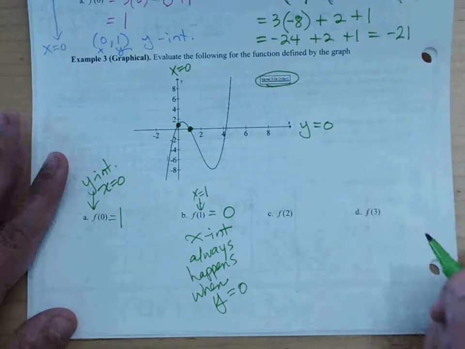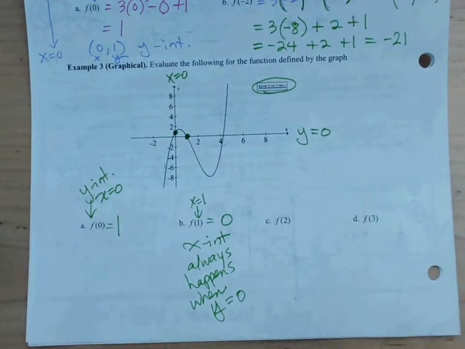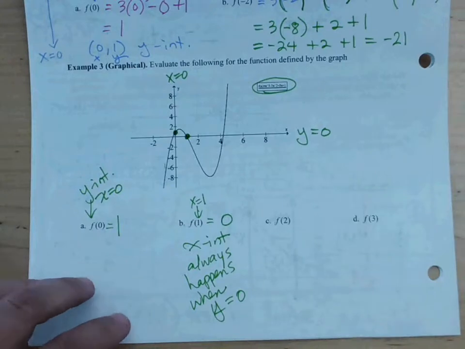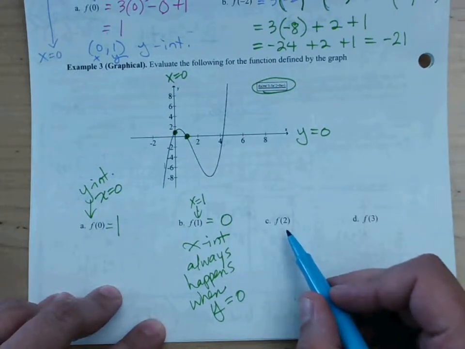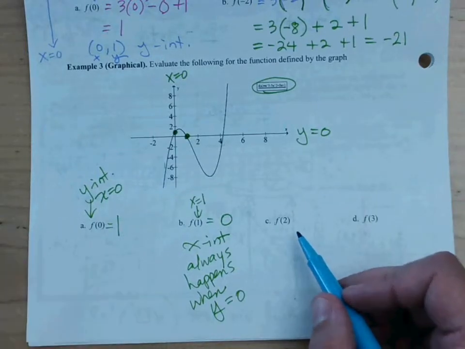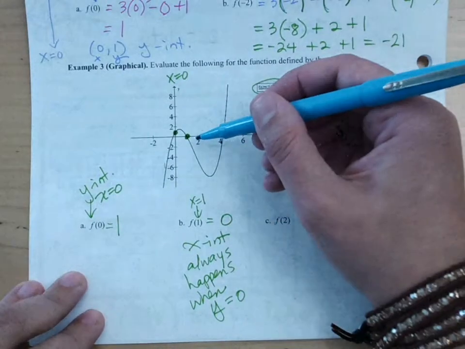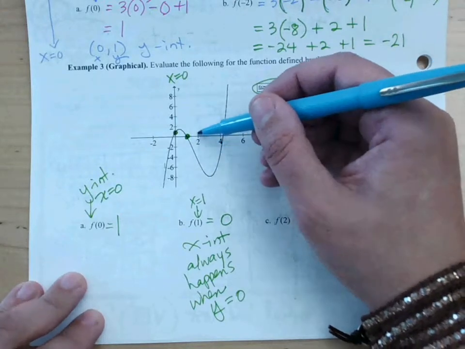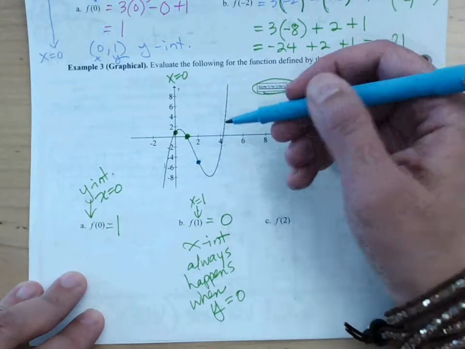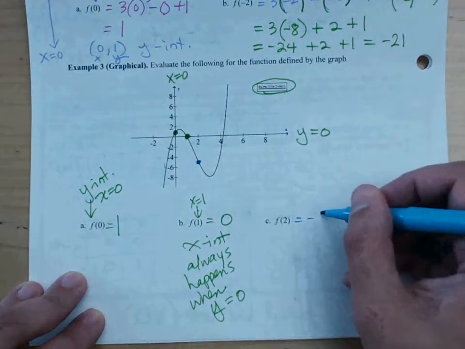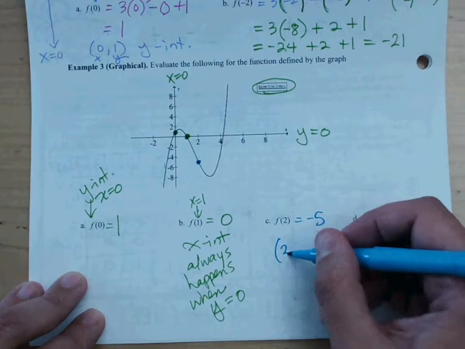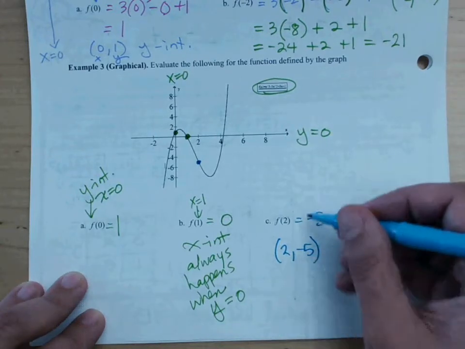F of 2. How do I find f of 2? Can you tell me how to get to f of 2? What do you mean there's nowhere it can be on there? What's that? I'm going to look for where x equals 2. Here's where x equals 2. I go down to the line and we get negative 5. So that's the same thing as the ordered pair 2, negative 5.